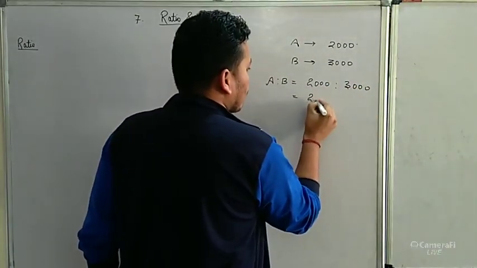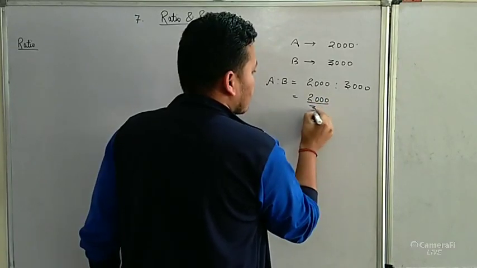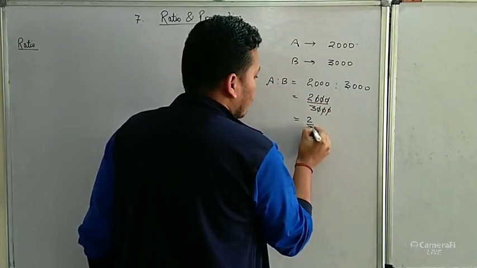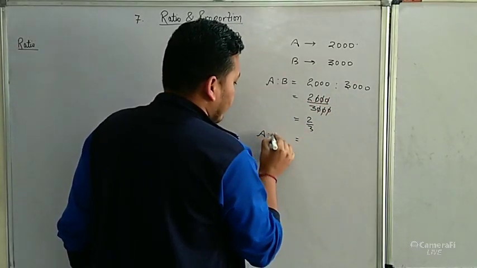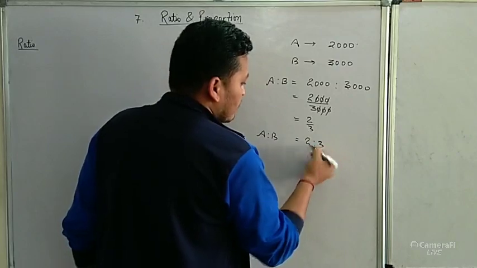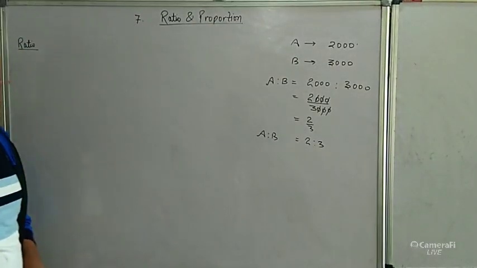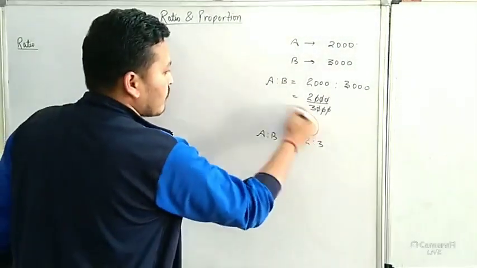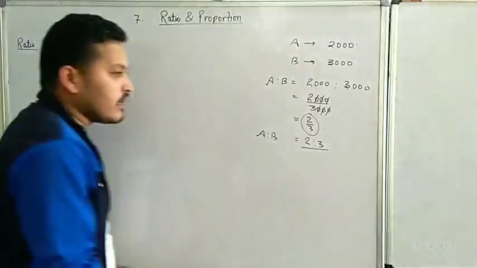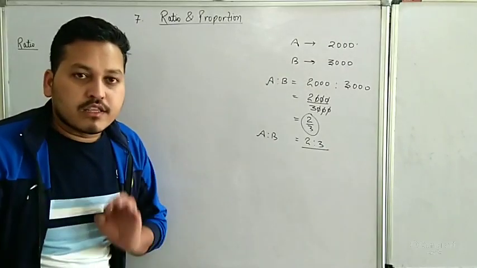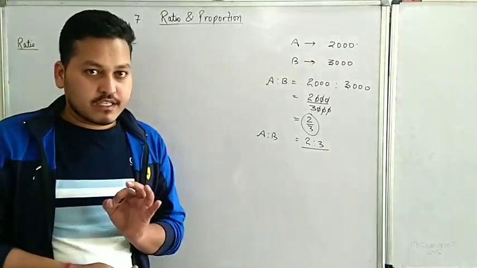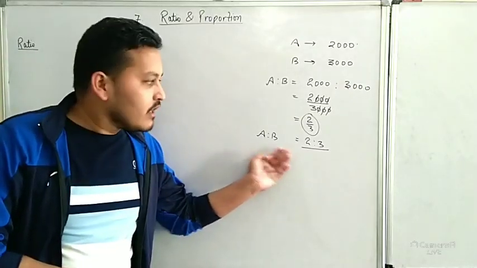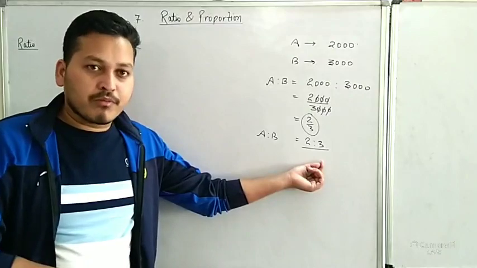So it is equal to 2000 upon 3000. The zeros cancel out, so 2 upon 3. We can say that A ratio B is equal to 2 ratio 3. So we can write this in the form of the fraction 2 upon 3, or in the form 2 ratio 3. The simple definition of ratio is the comparison between two quantities, and we can write this in the form of a fraction.